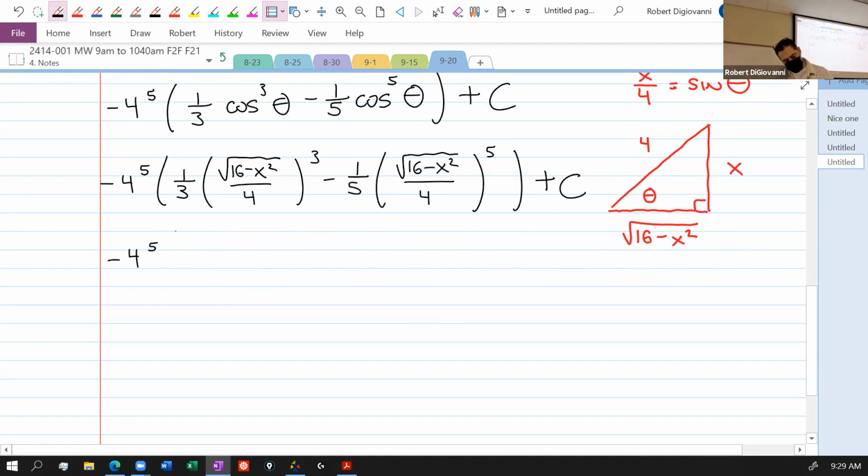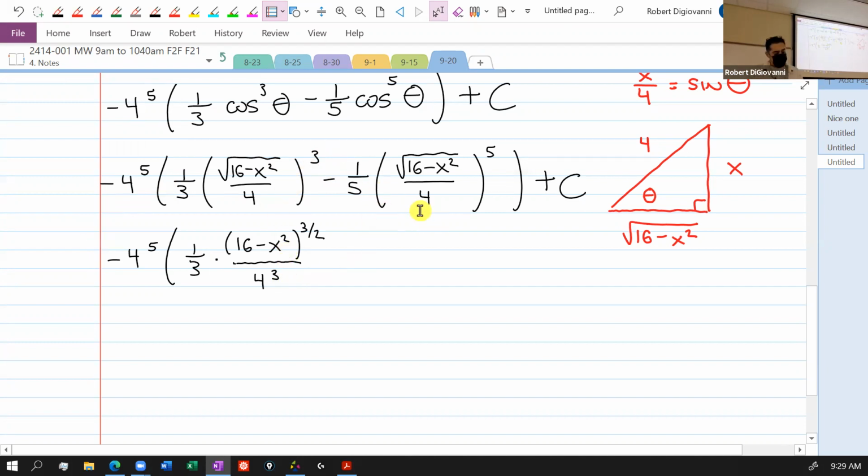Negative 4/5. Okay, we have 1/3. Watch what I do here. The top, 16 minus x squared, I'm going to raise that to the 3/2. In other words, I'm cubing the square root, right? That's what's happening here. I'm cubing the square root, so that's the same as raising it to the 3/2. Now I have to cube the 4 on the bottom, don't I? So I'm just going to write 4 cubed. You understand that? I'm cubing the top and bottom of that fraction. Cube the top, cube the bottom.